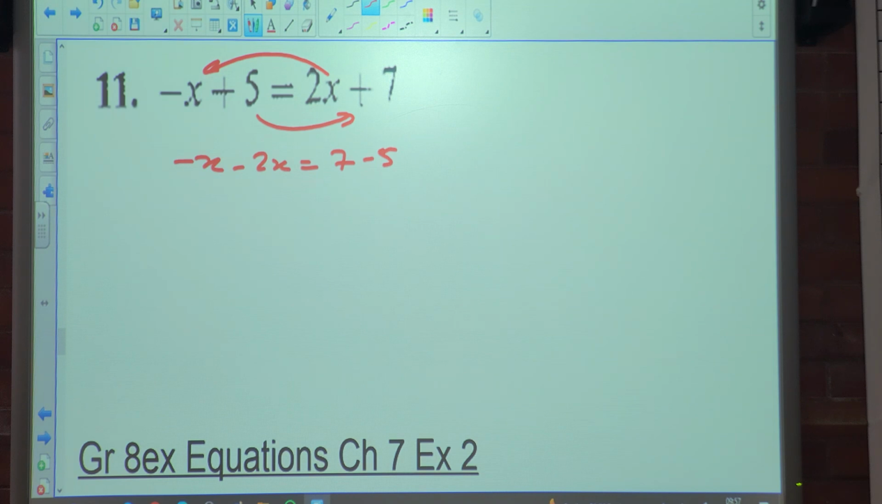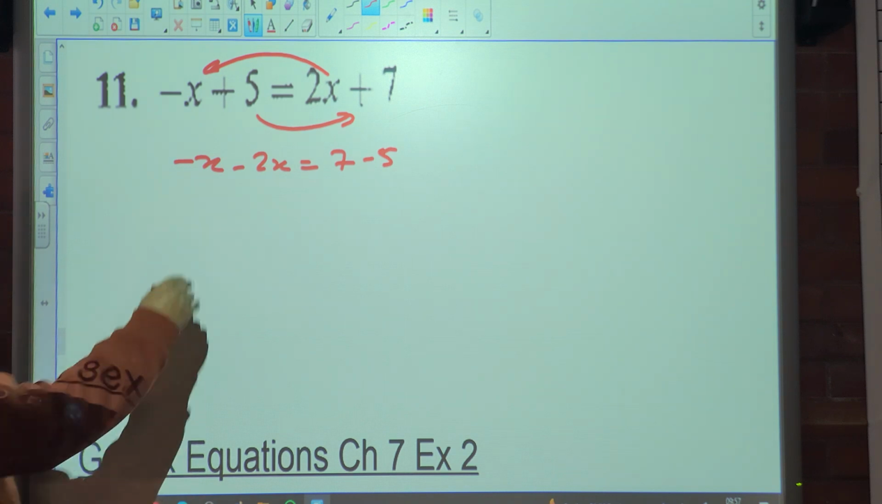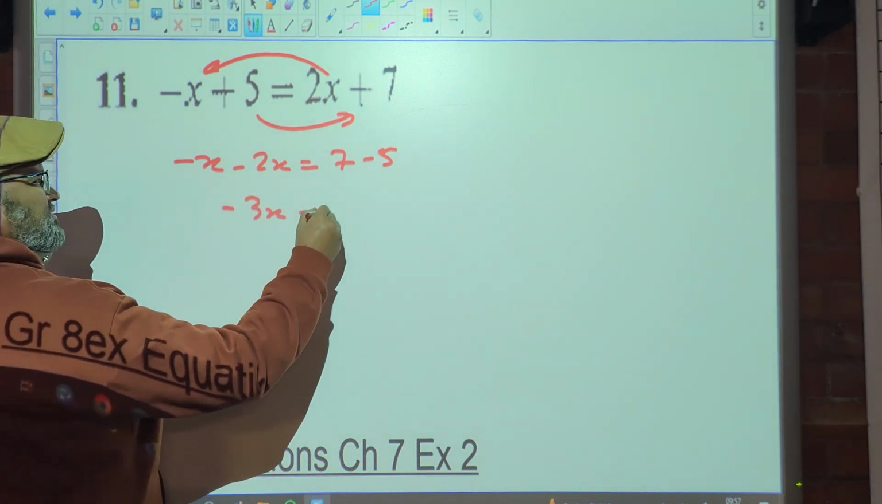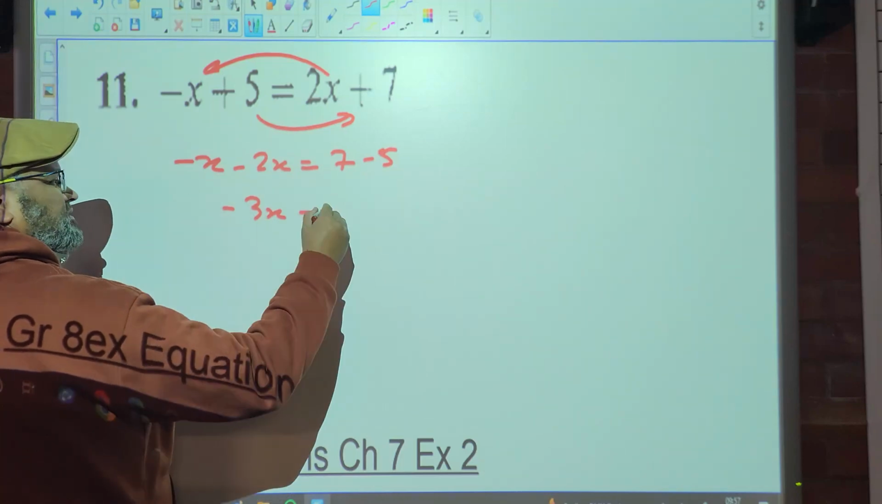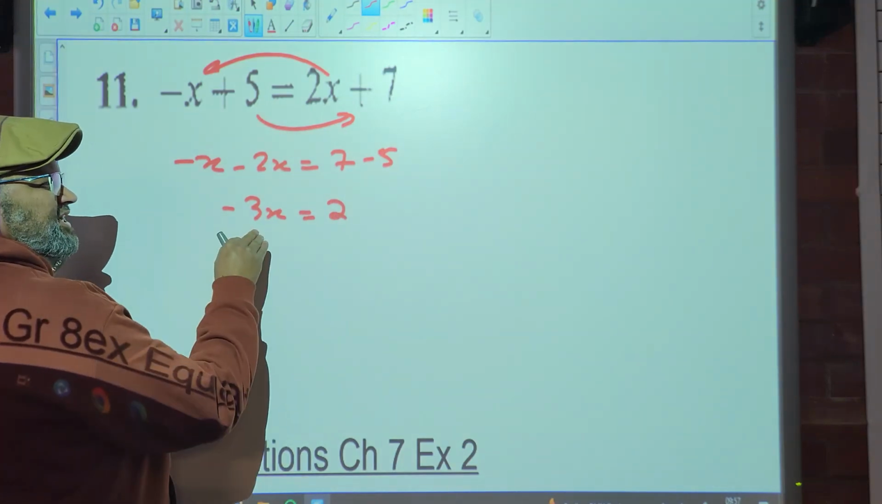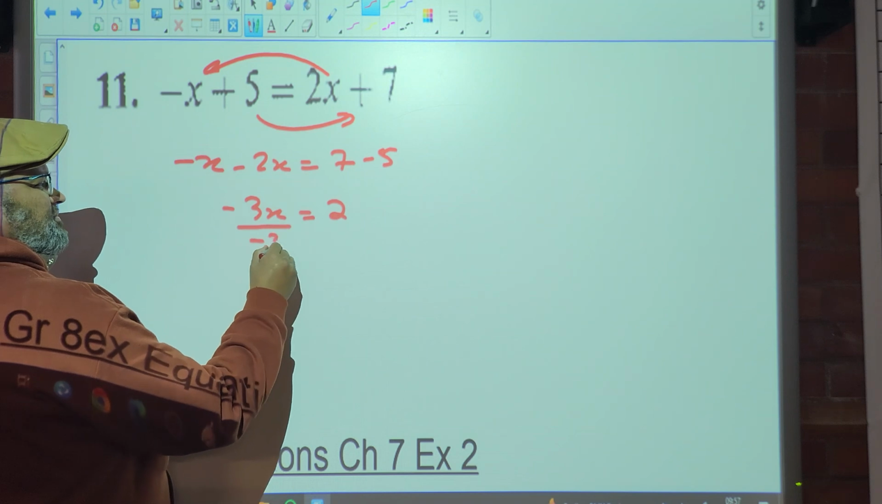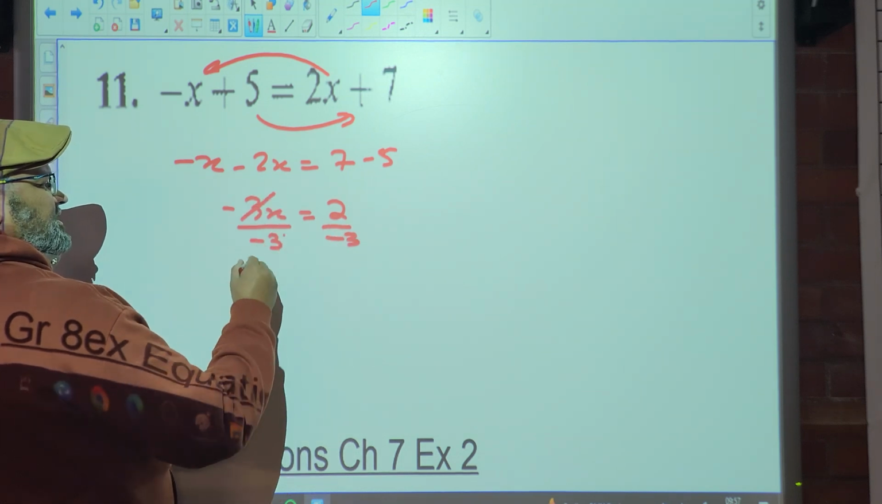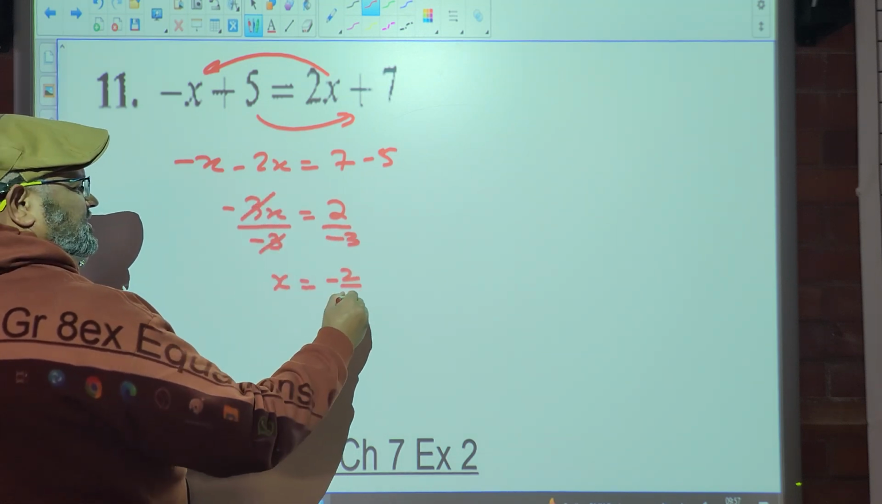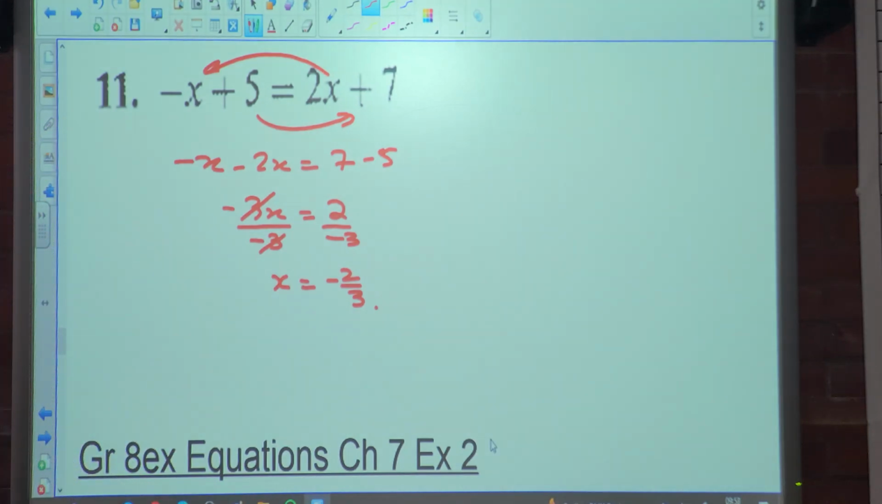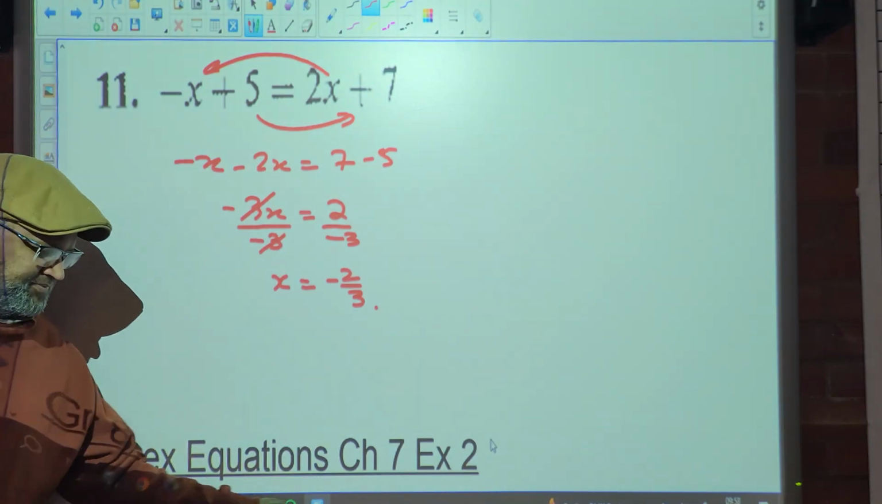What is minus x minus 2x? Minus 3x is equal to 7 minus 5 is 2. How do I get x on its own? Divide by minus 3 both sides. Cancel, so x is equal to minus 2/3. Okay?